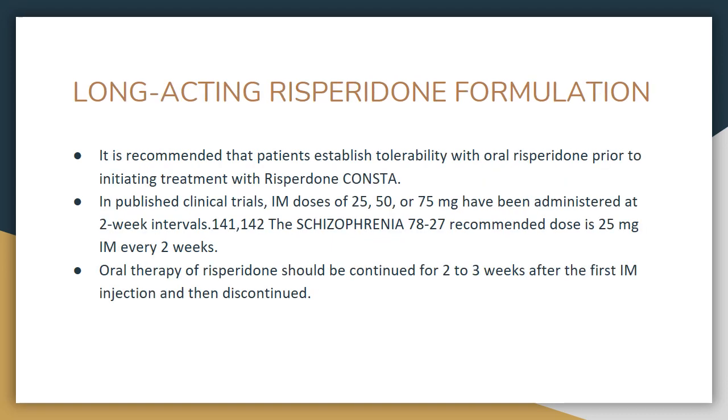Long-acting risperidone reformulation. It is recommended that the patient establish tolerability with the oral risperidone prior to initiating treatment with Risperdal Consta. In published clinical trials, IM doses of 25, 50, or 75 mg have been administered at 2-week intervals. Recommended dose is 25 mg IM every 2 weeks. Oral therapy of risperidone should be continued for 2 to 3 weeks after the first IM injection and then discontinued.